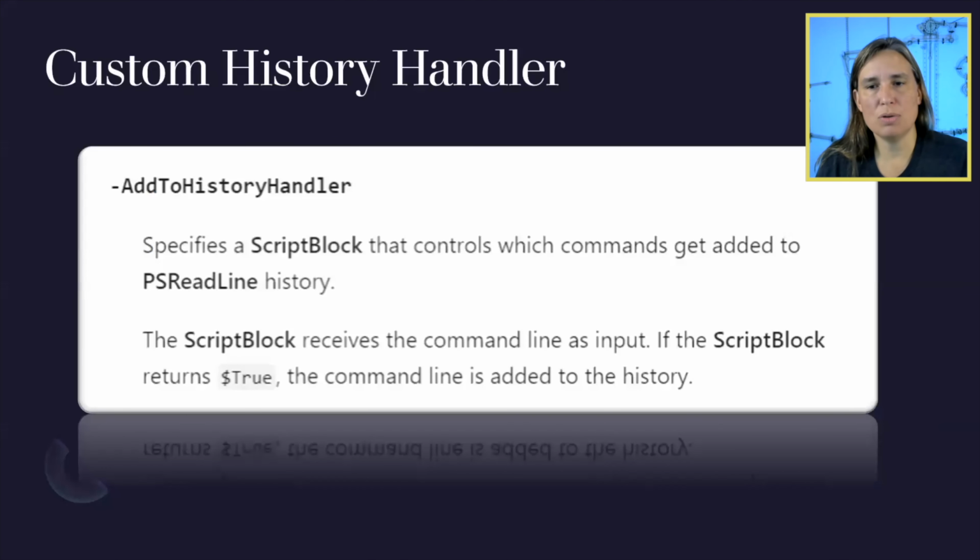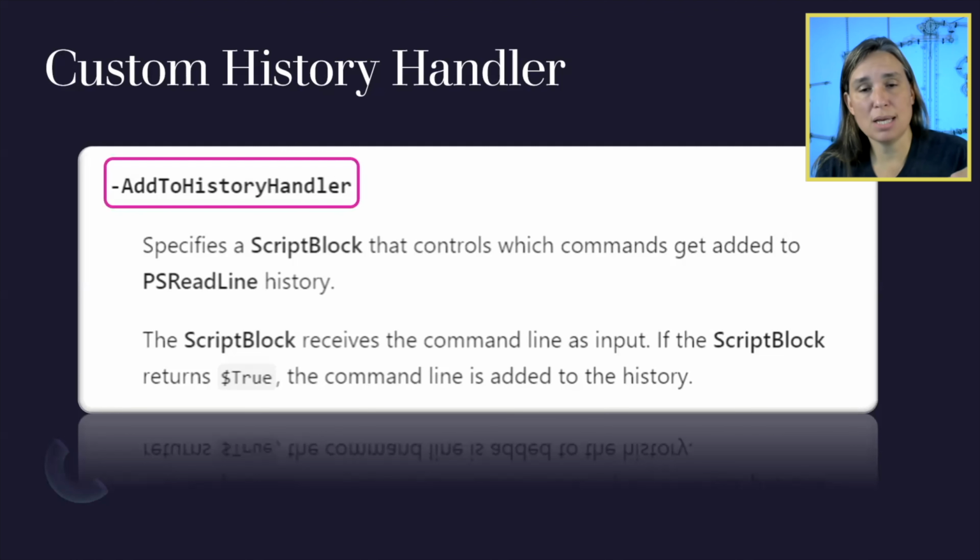So one of the options within the PSReadLine is to set a custom history handler, which is some code. You can tell it, I want you to run this code to decide whether to put each command in the history file. So you can give it this little code block. It will give your code block the command line. You can look at that command line and say, yes, I want it to be written to the history, or no, I don't. So return true or false.